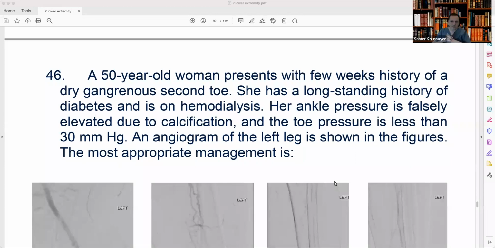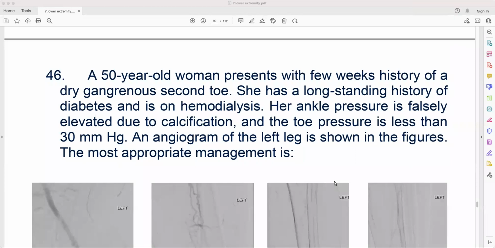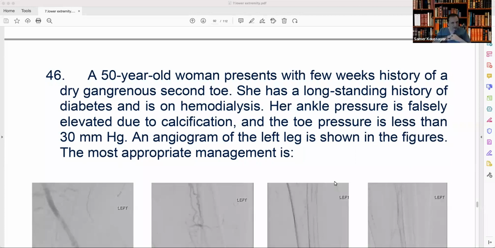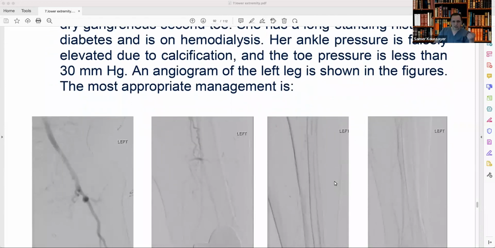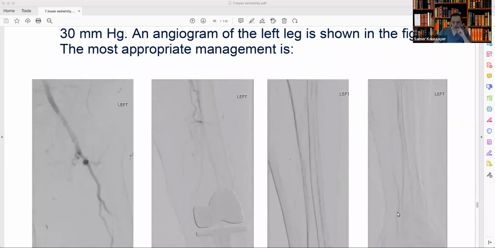His ankle pressure is elevated, but toe pressure is 30. You know what the normal toe pressure should be? It should be above 70. So this 30 is really low. So we have a low toe pressure. What do you think we need to do for this guy? He's 50 years old, he has tissue loss, he has SFA, popliteal, tibial occlusion, and only the posterior tibial is open. What do you think is the best option for this patient?